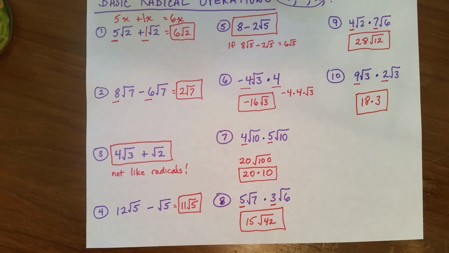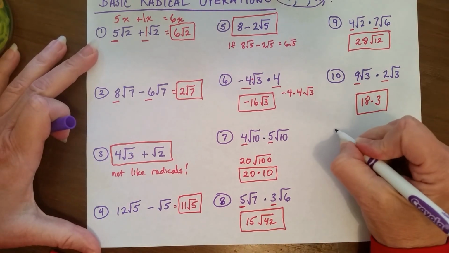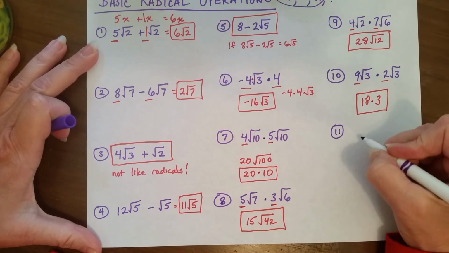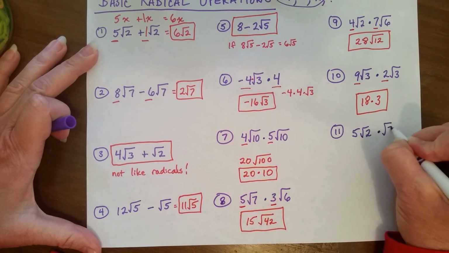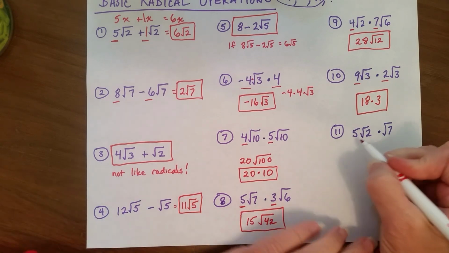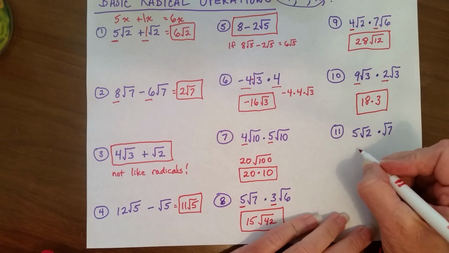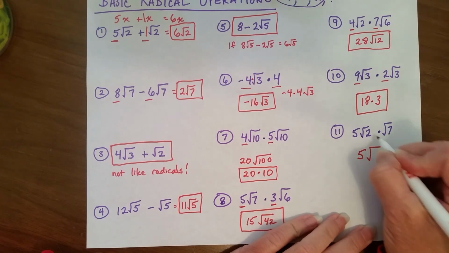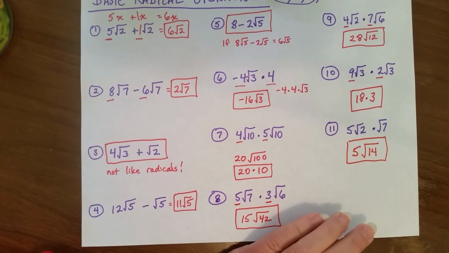Okay, let me do one. I'm thinking of one more while I'm going through these. Let's suppose I have number 11, 5 root 2 times root 7. Here you have a number on the outside. Here your number on the outside is essentially 1. So this would be 5 root 2 times 7 is 14. So you would leave your answer like that.